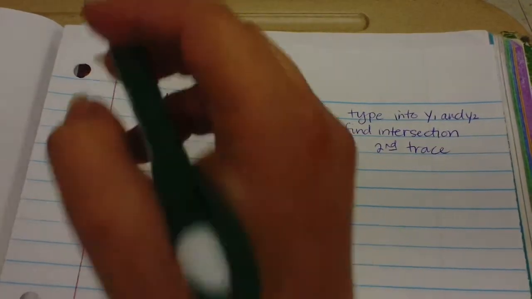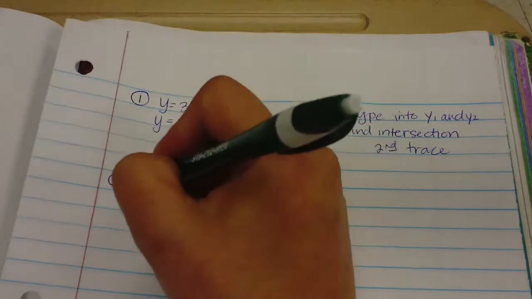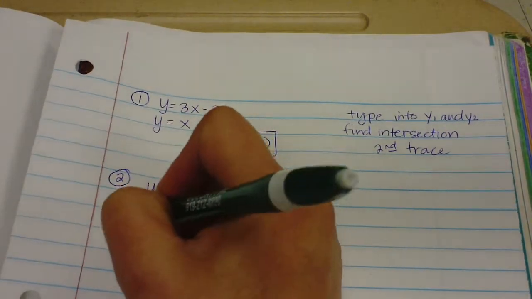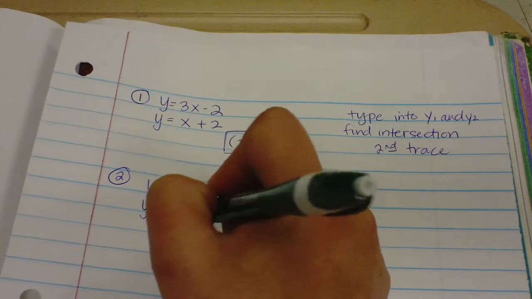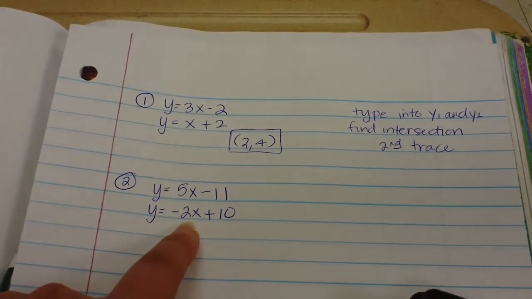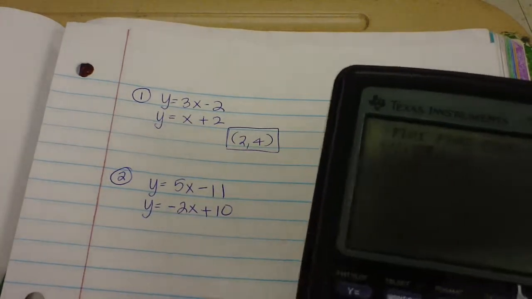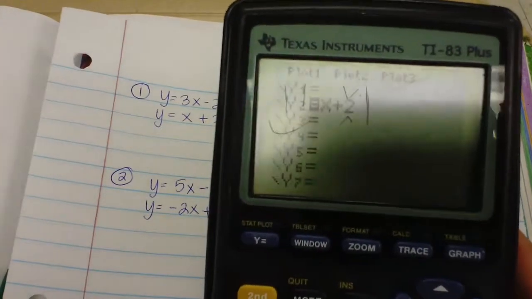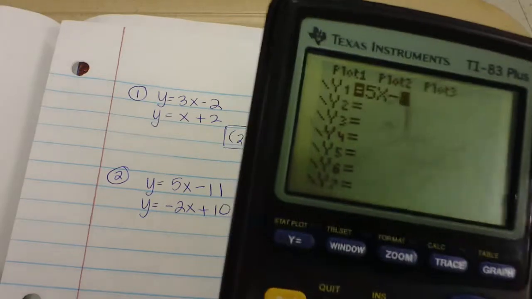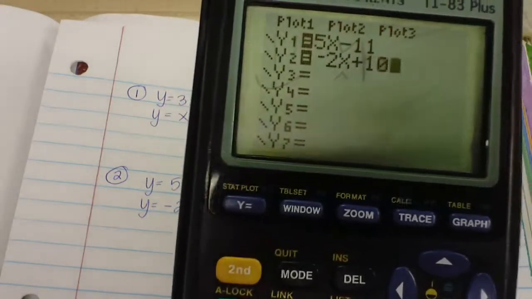Let's do a few more. Number 2. Here we go. Y equals 5x minus 11. Y equals negative 2x plus 10. So there are the equations. Write those down. And then type them into y equals. You're going to have to clear out the other equations first. And then you can type in 5x minus 11 and negative 2x plus 10.